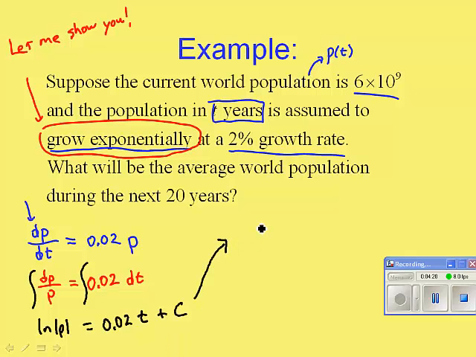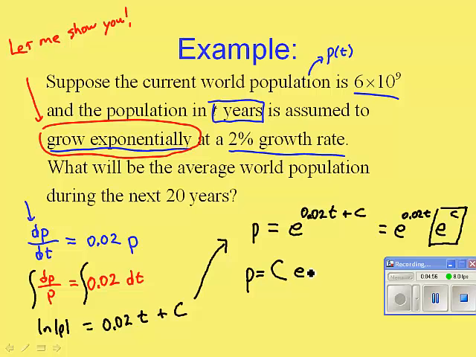And moving up here, I could say that P equals what? What do I do now? How do you get P by itself? e to the 0.02 t plus c. And what's the standard trick? Separate that, because that's e to the 0.02 t times e to the c. And what's this? That's a constant. So I'll call it big C. And so I get big C e to the 0.02 t. And some of you are happy about your take-home exam now because you're saying, oh, I can do that. Okay, so that's the idea.